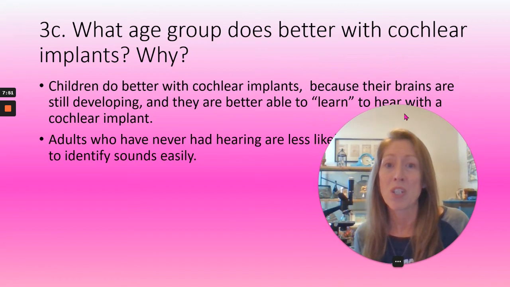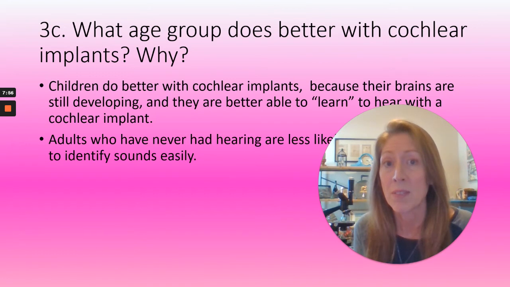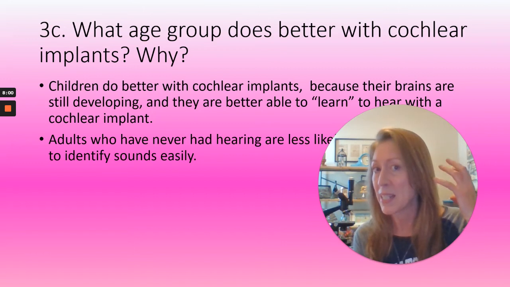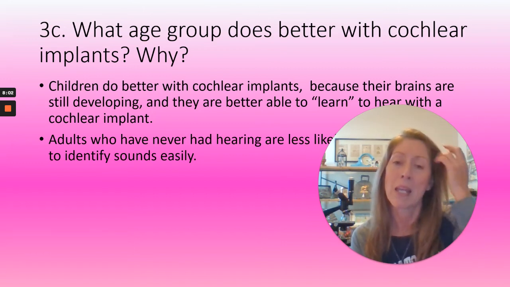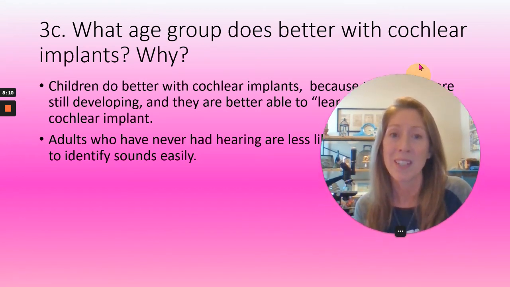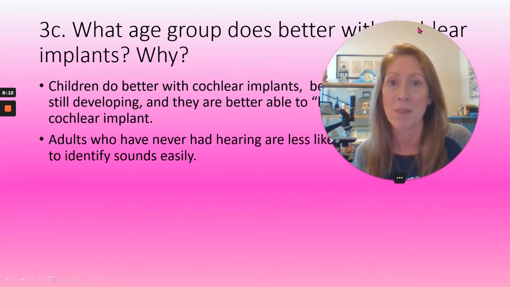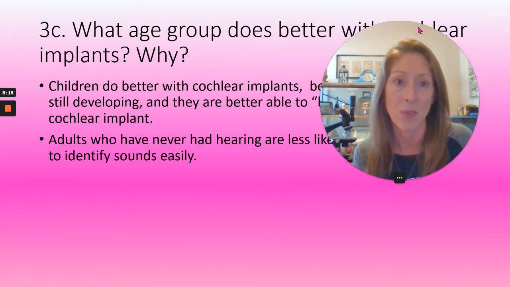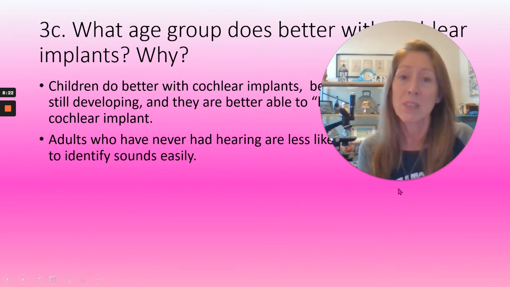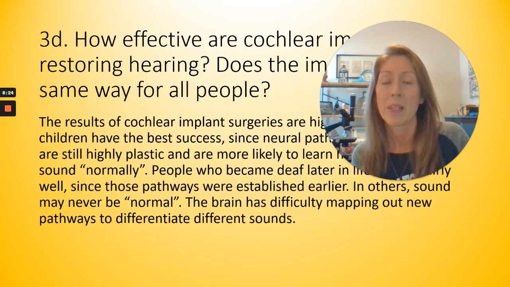Next question, which age group does better with cochlear implants? Well, obviously that would be children, because their brains are still developing. They have the best chance of forming those connections in their brain that make them able to use the cochlear implant effectively. With adults, there's a lot of hit or miss to how effective it is. Some people are more successful than others with it. So in general, you can say children do better.